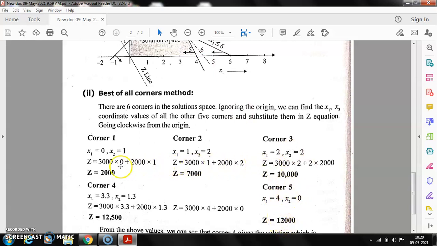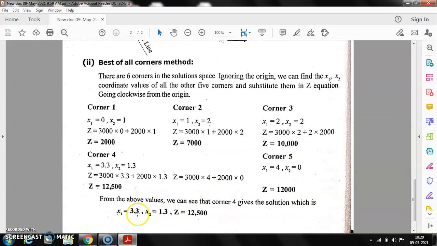Now listen carefully, what is the maximum value of z here? 12,500? Yes, it is 12,500. So z is 12,500. Then what are the values of the decision variables x1 and x2? That is 3.3 and 1.3. So this is how you need to solve the LPP by using the graphical method.